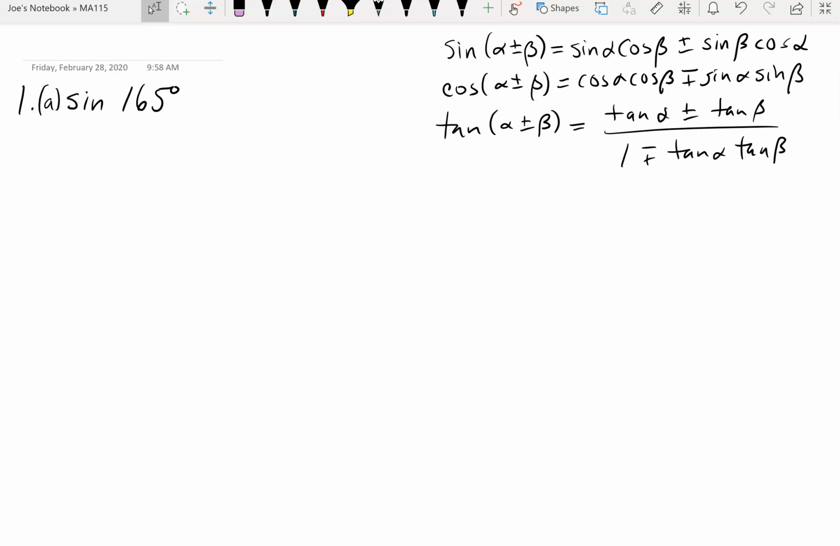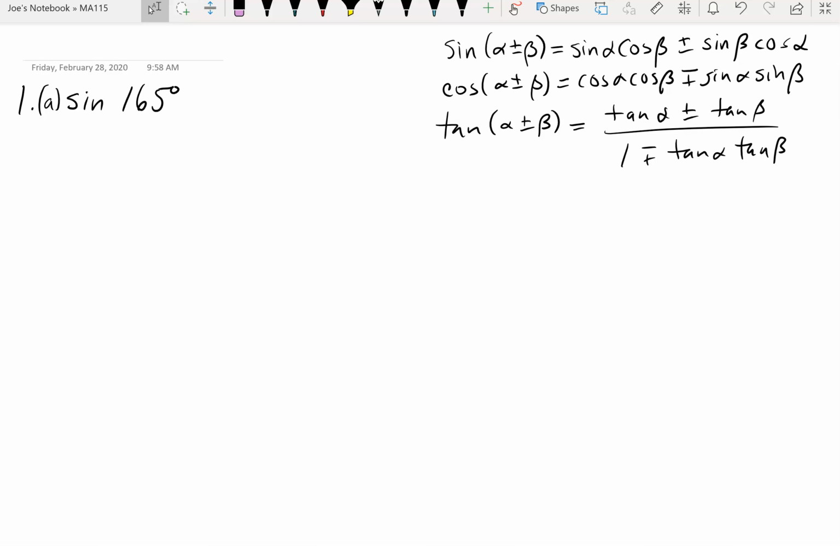For cosine, remember the sign in the middle is the opposite. That's why I've got plus or minus here, and I've got minus or plus here. So if it's alpha plus beta, you do minus in the middle. If it's alpha minus beta, you do plus in the middle. And then remember for cosine, it's cosine, cosine, sine, sine. And then for tangent, it's the same sign on top, it's the opposite sign on the bottom. That's why we've got plus or minus on top, and minus or plus on bottom.